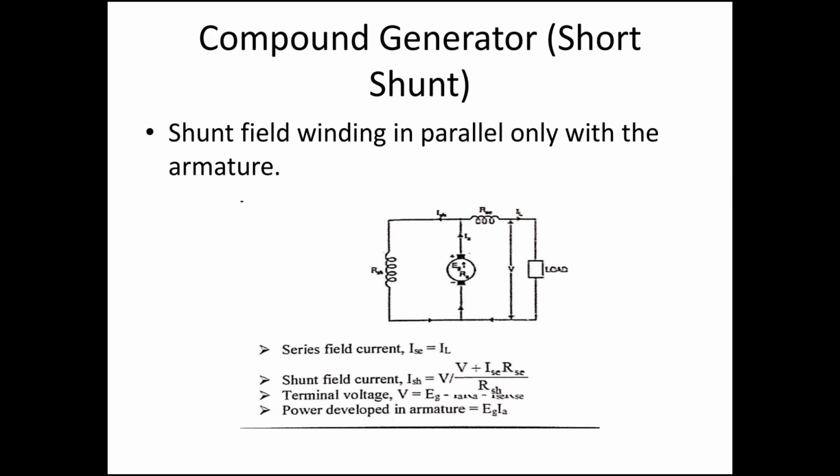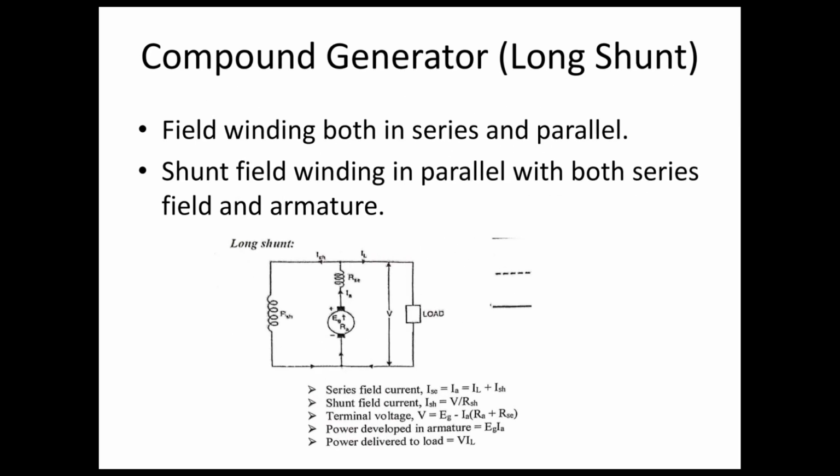A. Short shunt compound generator. Here, the shunt field winding is connected across the armature only, not across the series field. From the diagram, series field current, ISE equals IL. Shunt field current, ISH equals V plus ISE into RSE, divided by RSH. Terminal voltage, V equals EG minus IR minus ISE RSE. Power developed equals EG into IA.